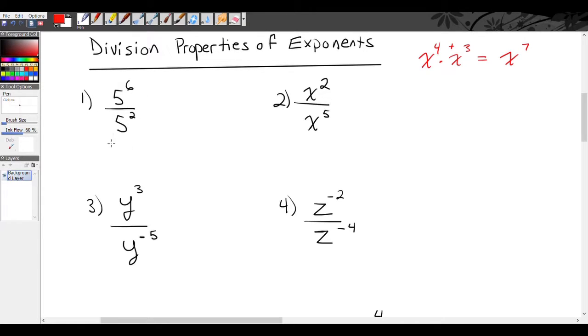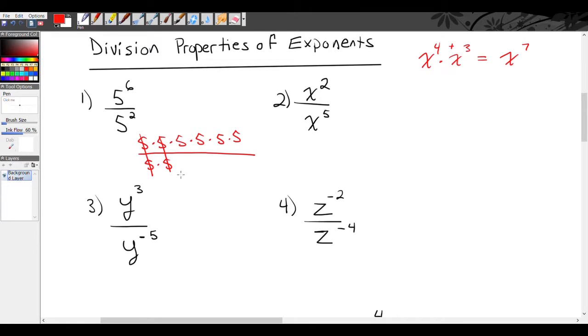Here in example number 1, we have 5 to the 6th power divided by 5 to the 2nd power. Okay, now if I were to write that out, it would look like this, 5 times 5 times 5 times 5 times 5 times 5 divided by 5 times 5. And if we cancel out these 5s, what am I left with? 5 times 5 times 5 times 5, or 5 to the 4th power.